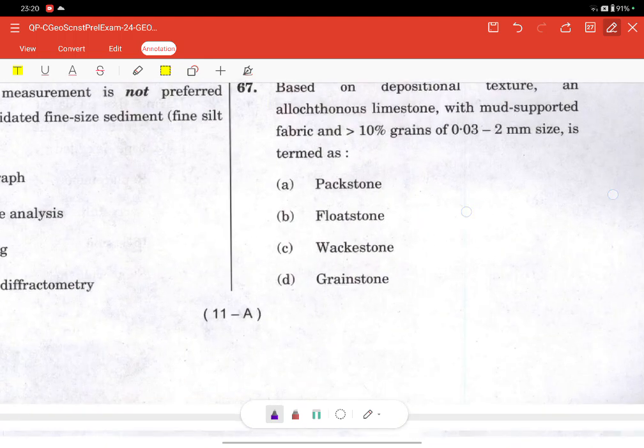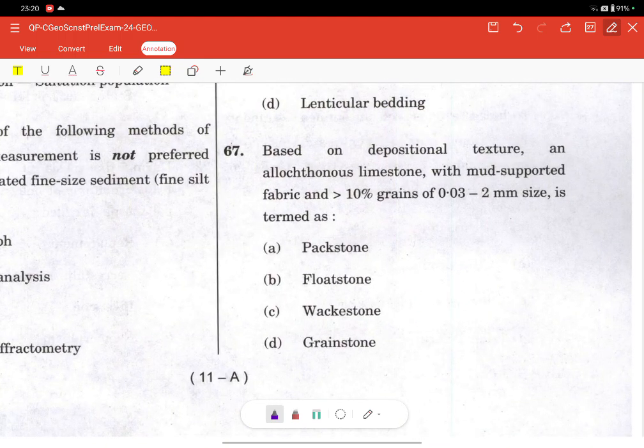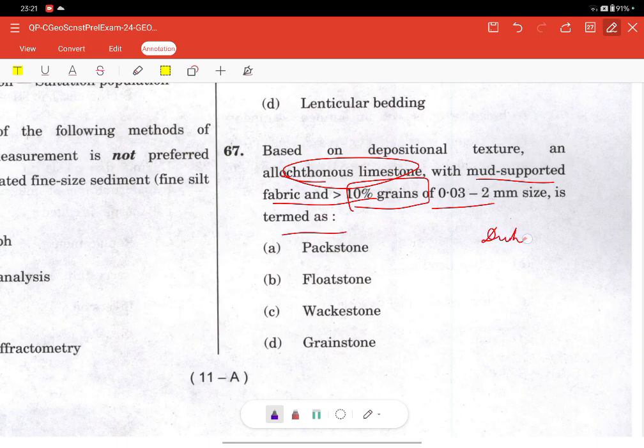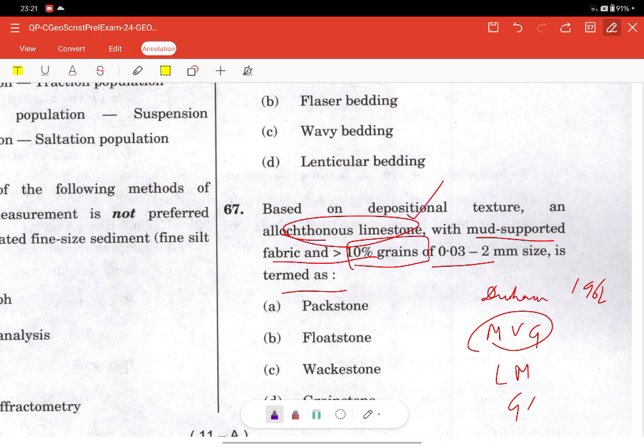So coming to the 67th question, another question based on classification, and this one is the classification of limestone. Based on the depositional texture, an allochthonous limestone with mud-supported fabric and more than 10% grains of this size is termed as what? There was this Dunham classification given in 1962, and it is the mud versus grain report, the presence of lime mud and grain percentage. Allochthonous limestone means grains are transported and allochems are present.